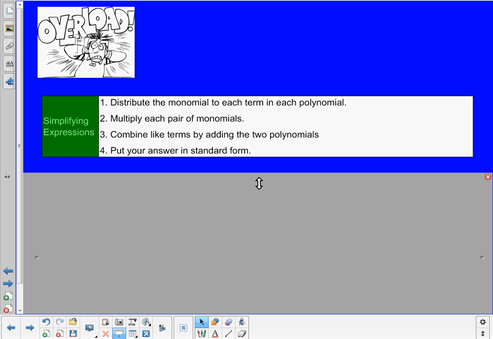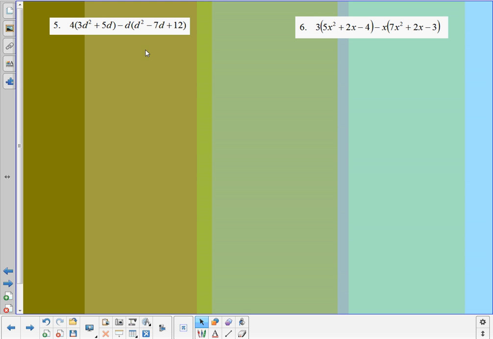So let's try number 5 together. Again, don't forget that you can pause the video at any point if you need some extra time to write all that down. So in number 5, I'm going to start by taking care of my distribution. So I need to distribute the 4 to this polynomial, and I need to distribute the negative d to that polynomial. So whatever polynomial is being multiplied behind it is what gets distributed.